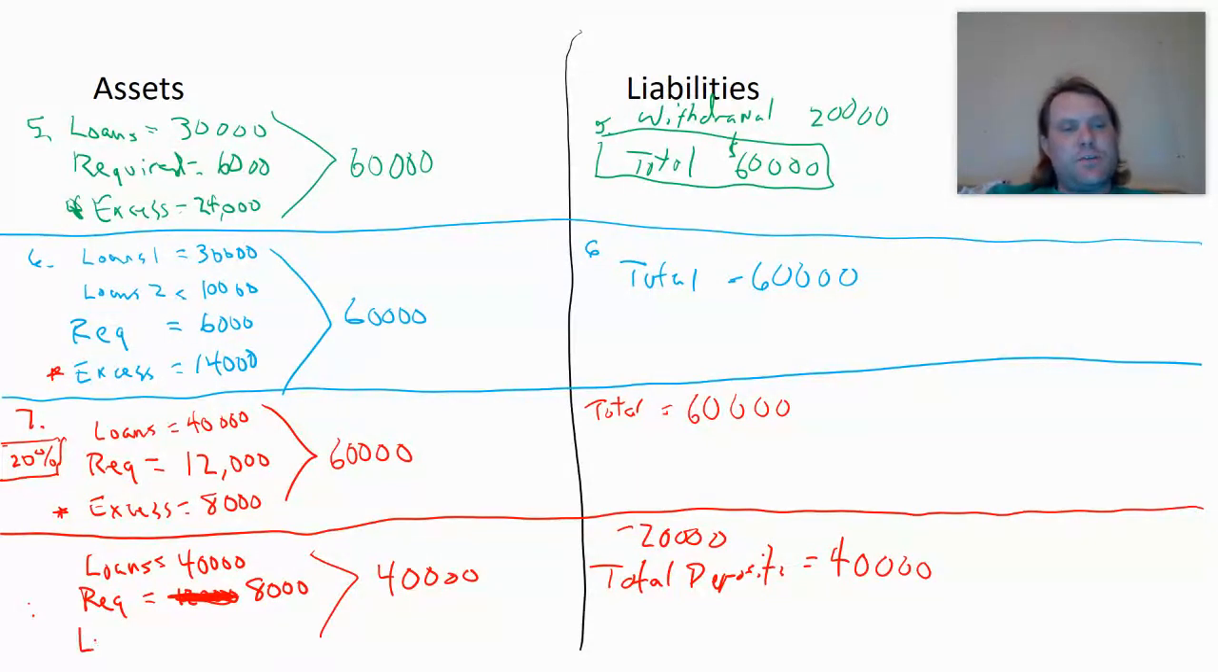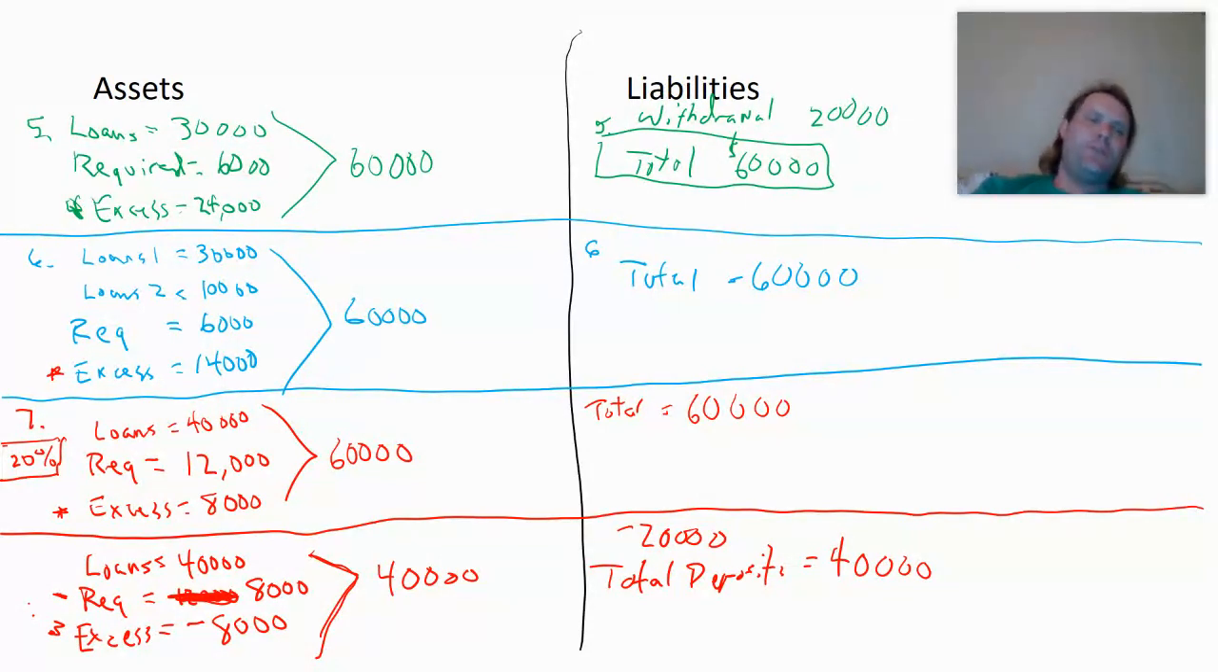Now, our excess reserves, we have a problem. We don't have any excess reserves anymore, right? And we've got to make this equal 40,000. Well, all our loans are out. We are $8,000 under our requirement. So we can put a negative number in the excess. So we can say 40,000 plus 8,000 minus 8,000. Now that equals 40,000. So we don't have any excess. Our requirement, we are not meeting our requirement.